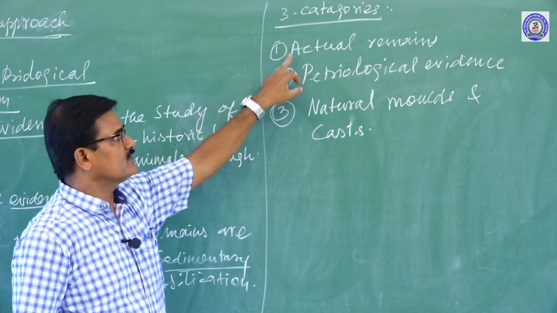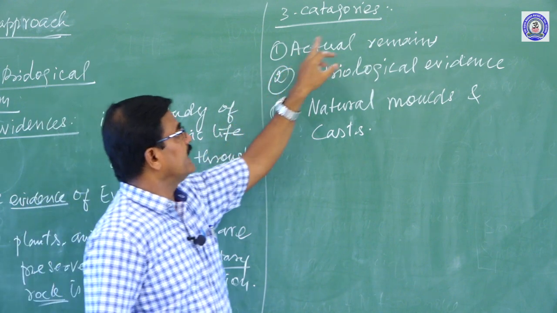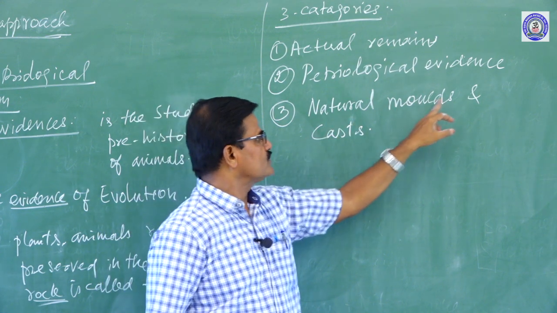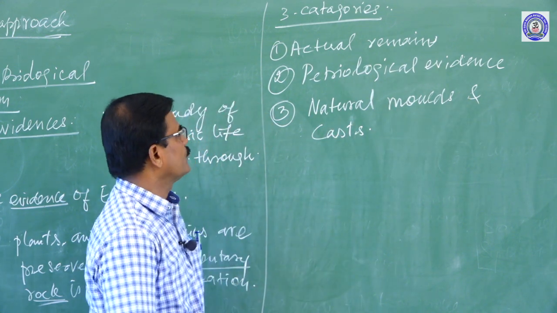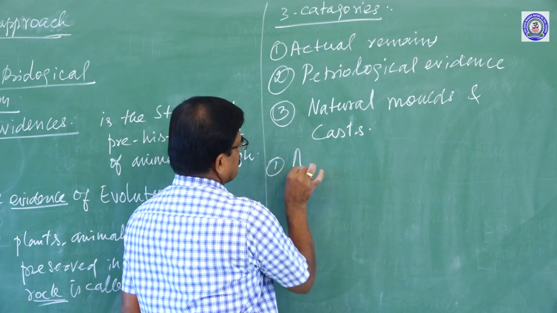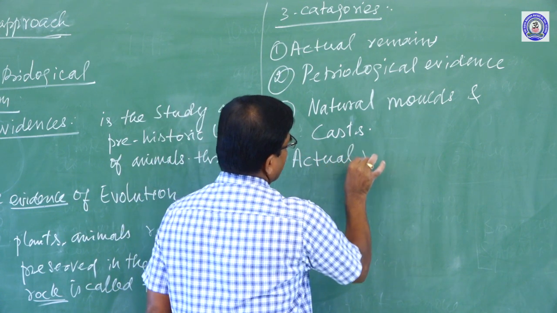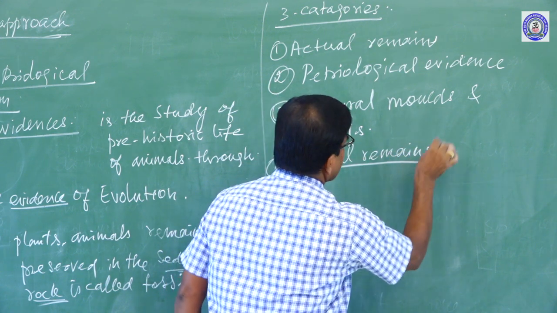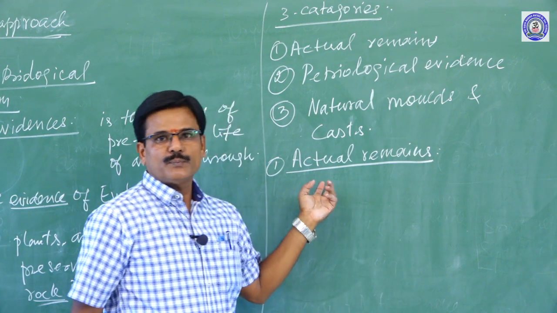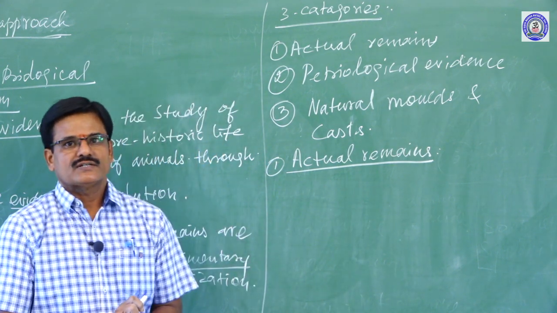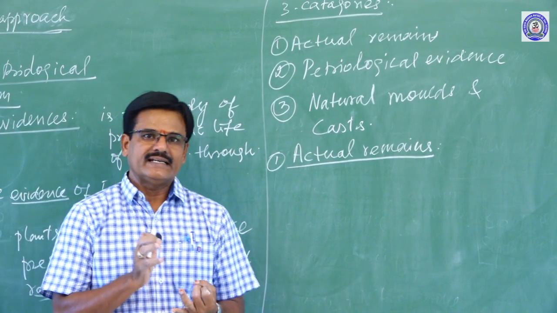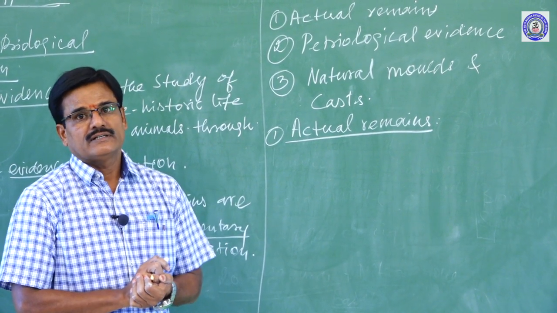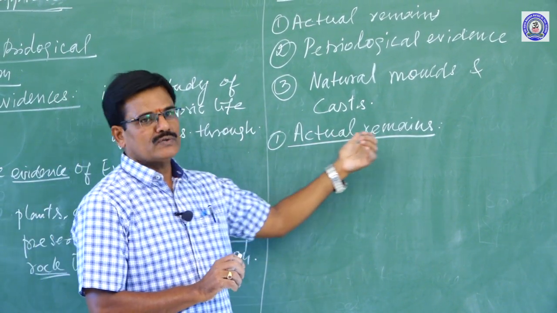What are the three categories of remains now? One is actual remains, second one is petrological evidence, third one is natural molds and cast. We will see one by one. First, actual remains. The hard parts of the animals, such as bones, teeth, skull, are buried as such in the environment. This type of process is called actual remains.